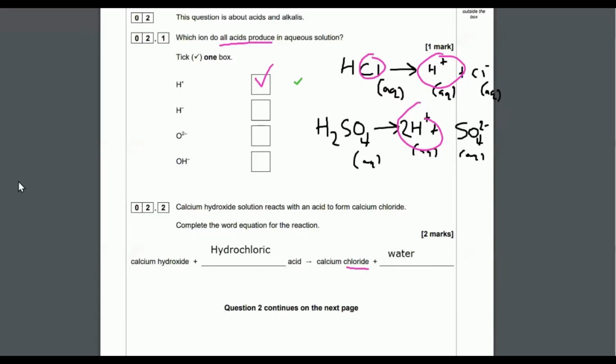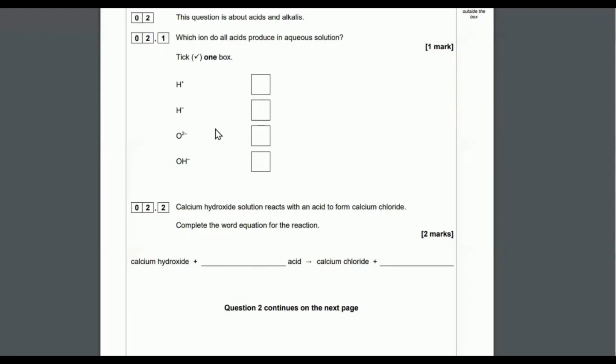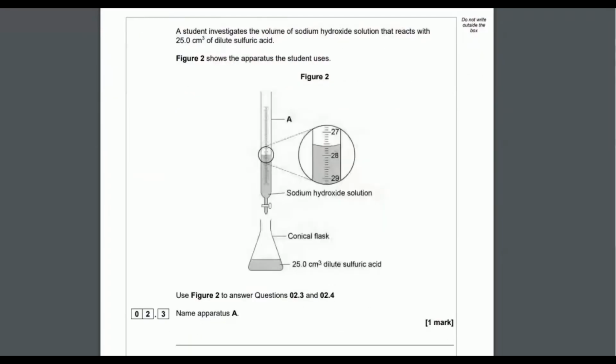So if we have magnesium hydroxide plus hydrochloric acid, it would be magnesium chloride instead of calcium chloride made. So salt and water is what you get for that one. Right, we're looking at 2.3 here.